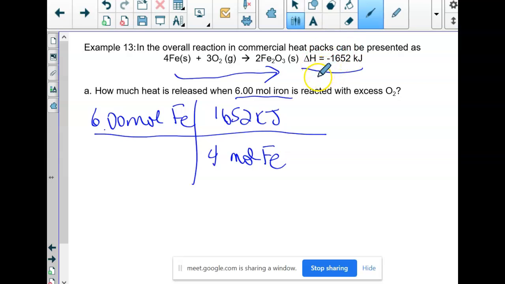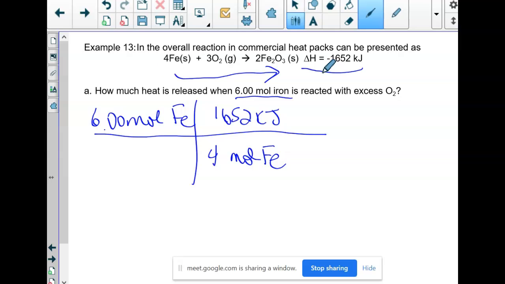If I were to decompose iron oxide in the same conditions, we would assume that the sign would flip to positive because it's the opposite direction of the reaction. Okay? So going forward, this is an exothermic reaction. So the synthesis of iron 3 oxide is an exothermic reaction because this is negative. If I reversed it, it would be positive.